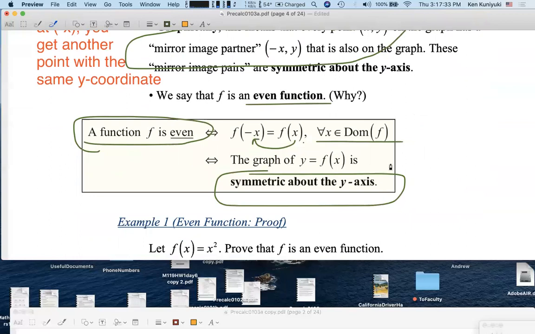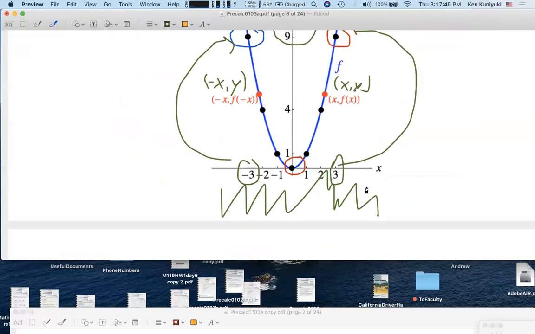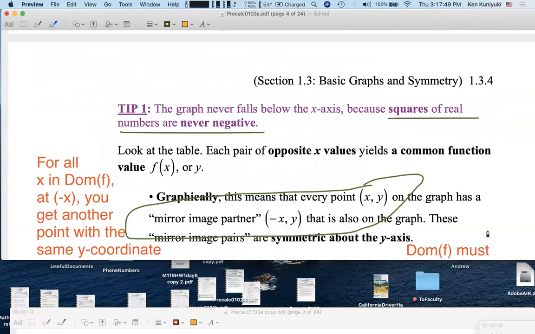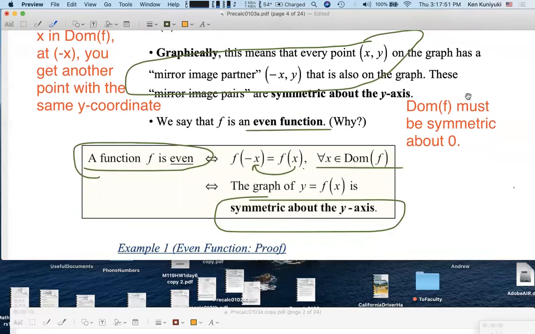And by the way, in order for these pairs of opposites to exist, we do need the following to be true. The domain of f must be symmetric about 0. That's to ensure that for every x-coordinate in the domain, its opposite will also be in the domain. So in order to have an even function, the domain must be symmetric about 0. This statement kind of assumes that property.